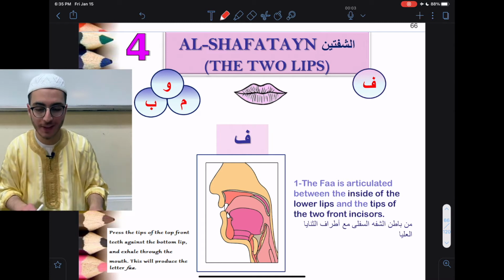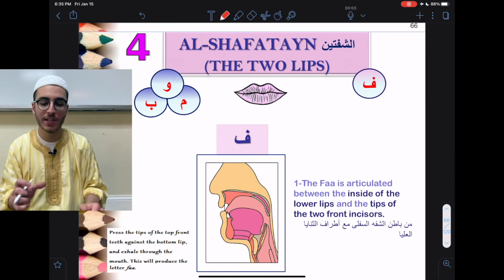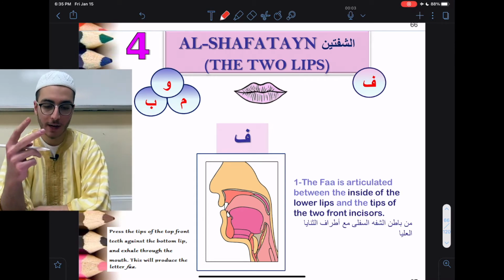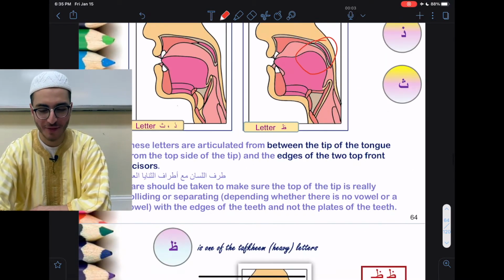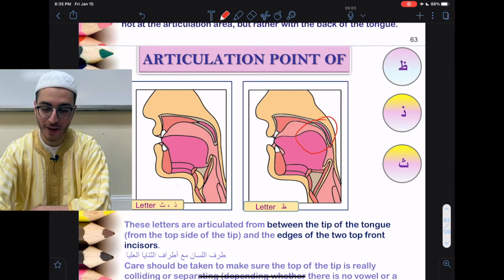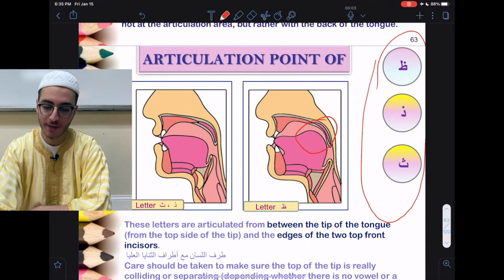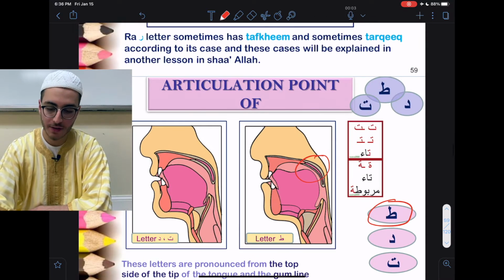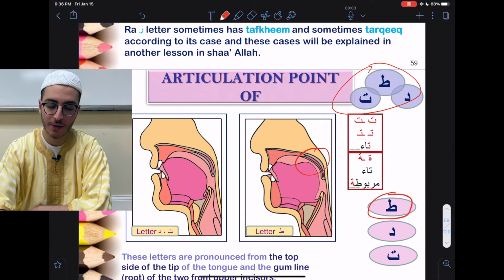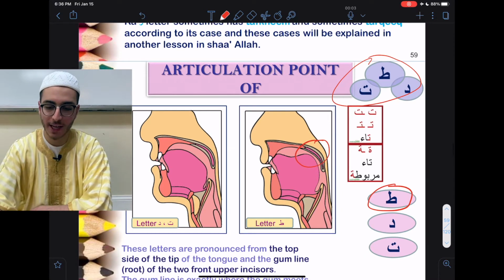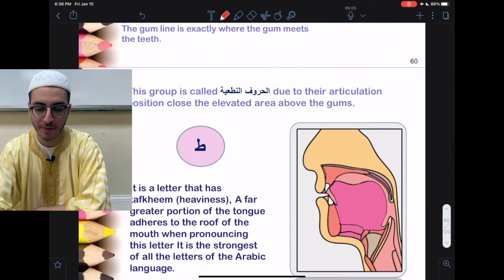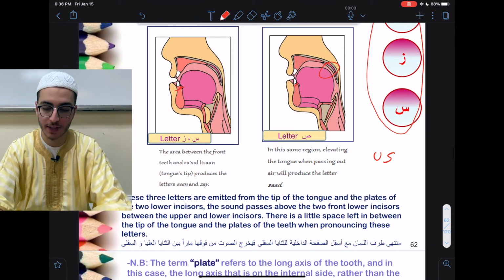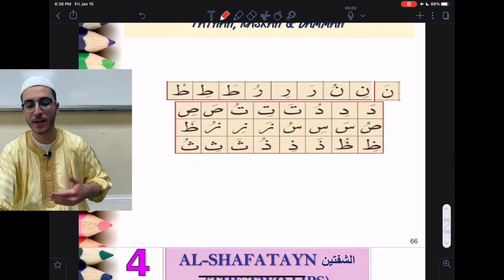We're moving on to the next major articulation point, Ash-Shafatayn, the lips. So we have two makharij. Oh, and I forgot to say this, but for these articulation points, 3 letters, 1 makhraj. I said it in the beginning, but I just wanted to clarify that these pictures, when they talk about the tip of the tongue, they're all separated in their own makhraj.